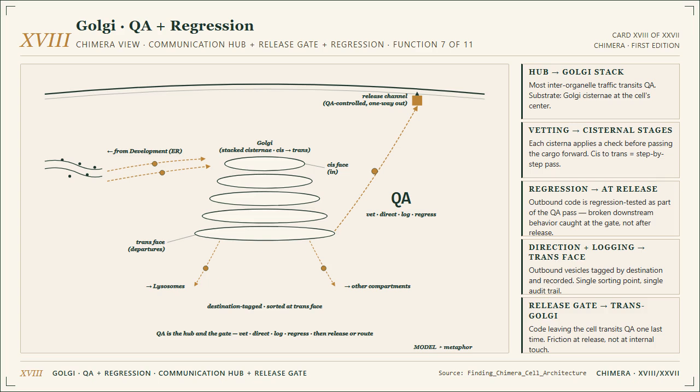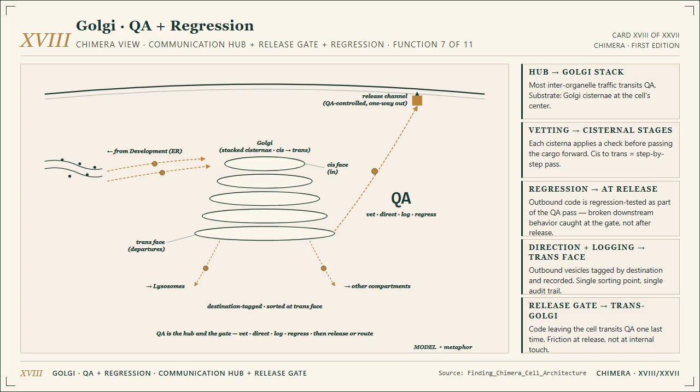To the right, the function label, QA. Four actions live here: vet, direct, log, regress. Vetting is the structural check at each cisterna. Direction is the routing. Outbound vesicles are tagged by destination at the trans face. Logging is the architectural addition we layer on. Every routing decision recorded. So the hub is the single source of truth for what moved where. Regression is the release time check. Any outbound code runs against the regression suite as part of the QA pass. Broken downstream behavior caught at the gate, not after release.